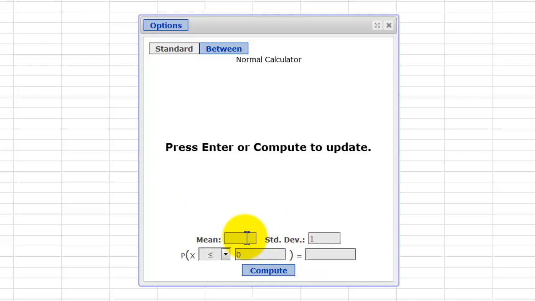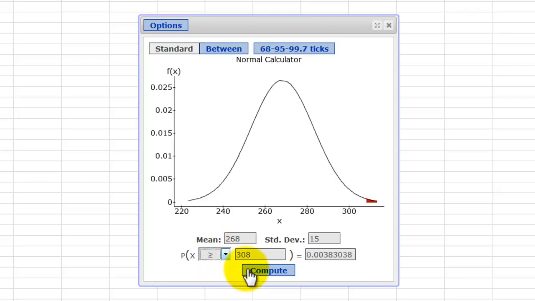the mean of our problem, which in this case with the pregnancy problem was 268 days. The standard deviation was 15. And we were interested in a pregnancy that lasted longer than 308 days. So our value for x is 308. And to indicate that it was longer than 308 days, we're going to choose the greater than or equal to. Now if I hit compute here, I get an answer.